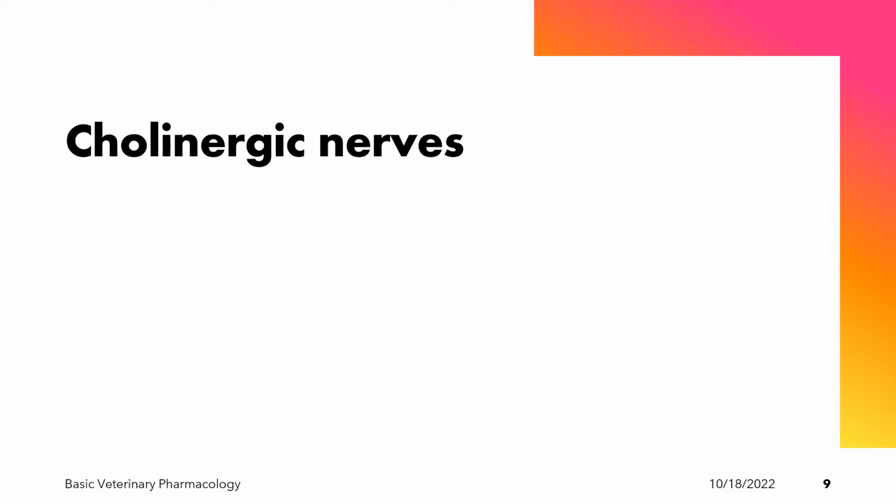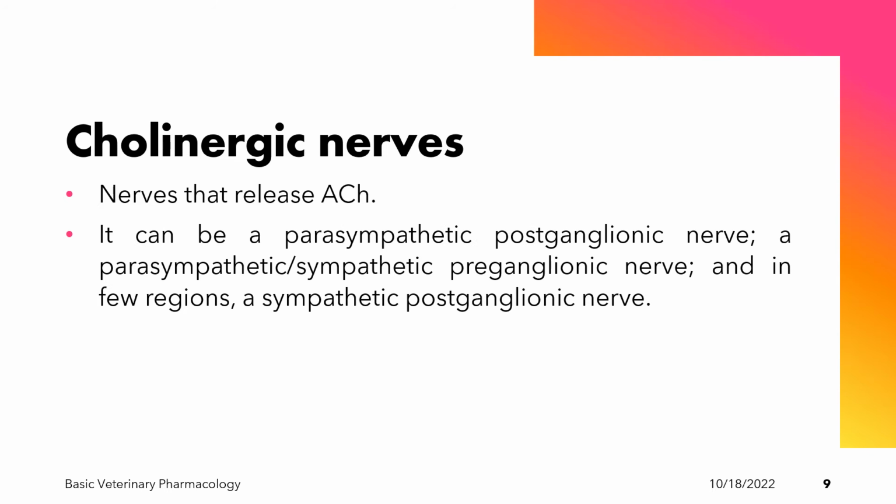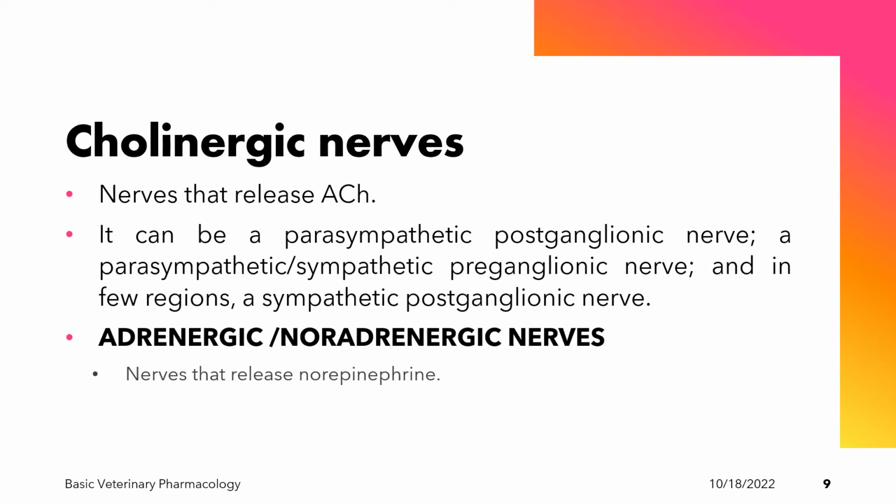So those nerves that release acetylcholine are known as cholinergic nerves. So it can be parasympathetic postganglionic, parasympathetic or sympathetic preganglionic, and in a few regions sympathetic postganglionic nerve. So an example of this sympathetic postganglionic nerve is the neuroeffector junction at the sweat glands. So of course, for the parasympathetic, we have acetylcholine as its major neurotransmitter.